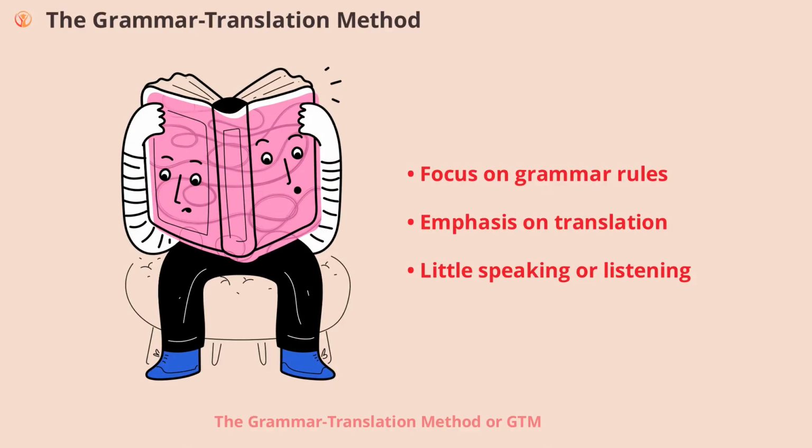The grammar translation method, or GTM, emerged in the early 19th century. Originally designed for teaching classical languages like Latin and Greek, it was later adapted for modern languages, including English. GTM is rooted in the belief that learning a language means understanding its grammar and being able to read its literature. In practice, this method emphasizes explicit grammar instruction, translation exercises, and memorization of vocabulary. Speaking and listening are rarely practiced, making it a very text-focused approach.